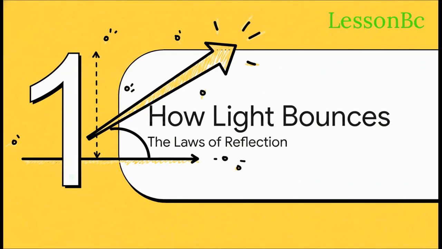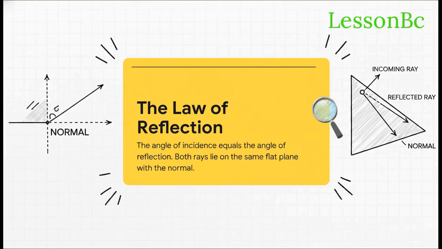See, when light hits any surface, it doesn't just scatter randomly. Oh no, it follows two very specific, very predictable laws. And here they are. It's actually pretty simple. Law number 1. The angle that a ray of light hits a surface, that's called the angle of incidence, is exactly the same as the angle that it bounces off, which we call the angle of reflection.